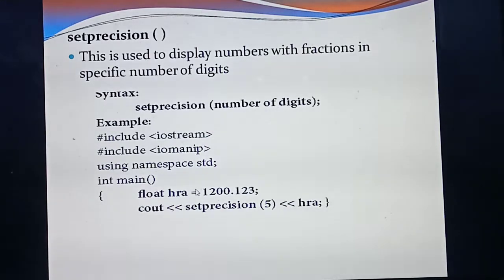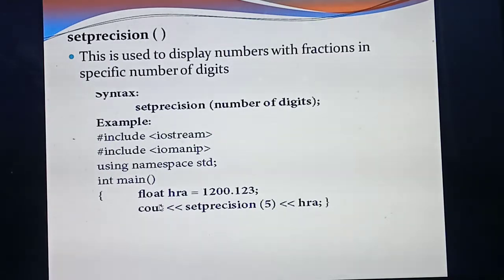Listen here. You have already studied that setprecision is mainly used to display numbers with fractions, that means decimal point numbers. So mainly we are going to apply this setprecision to which numbers? Float numbers or fractional numbers. For point numbers, which data type should you mention? Always mention the data type as float.